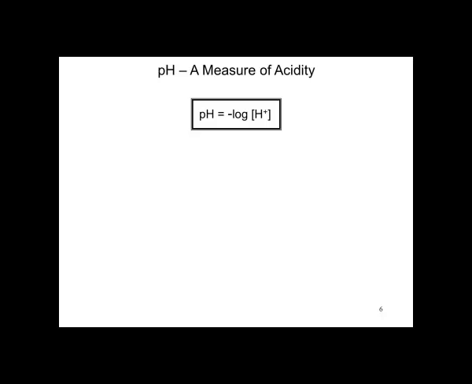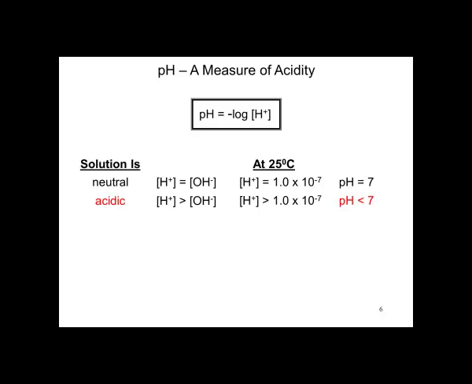pH is an easy way to measure acidity. It's defined as minus the log of the hydrogen ion concentration. That's the base 10 log. The solution is neutral if the hydrogen ion concentration equals the hydroxide ion concentration. Since at 25 degrees the hydrogen ion concentration is 1 times 10 to the minus 7, then the pH is 7. For an acidic solution, the pH is going to be less than 7. And for a basic solution, the pH is going to be greater than 7. As the pH increases, the hydrogen ion concentration decreases.